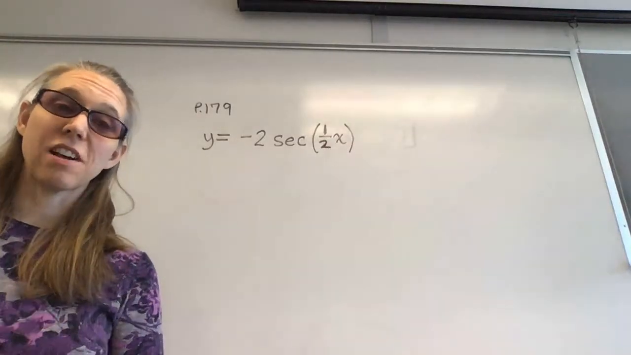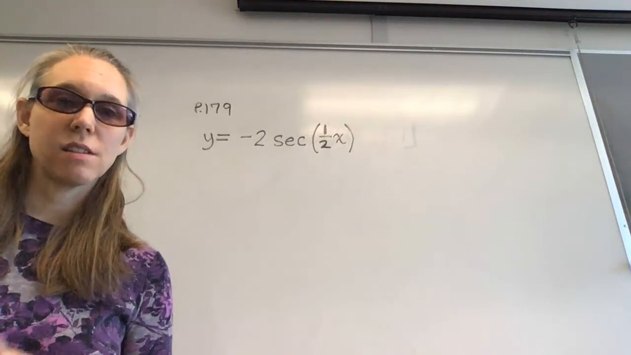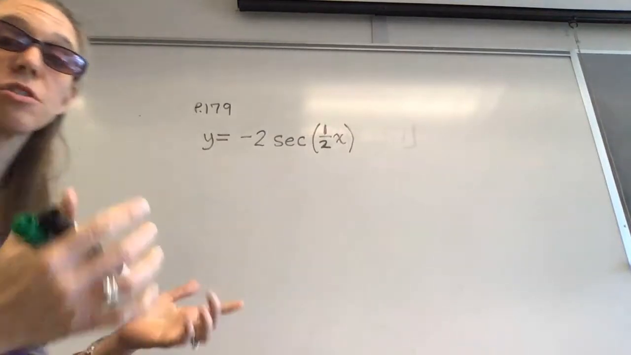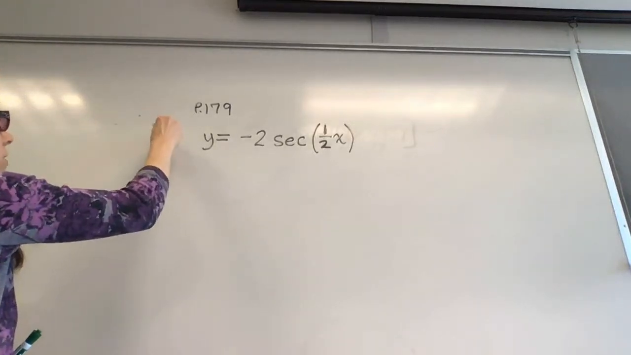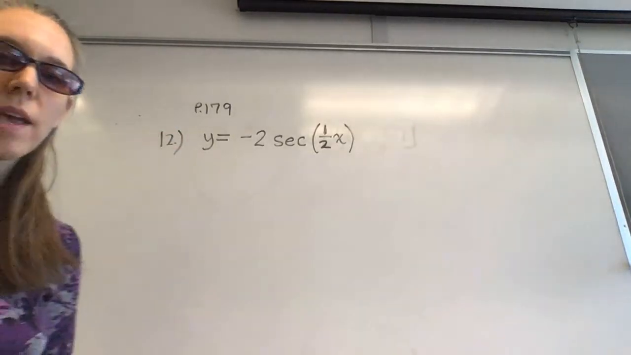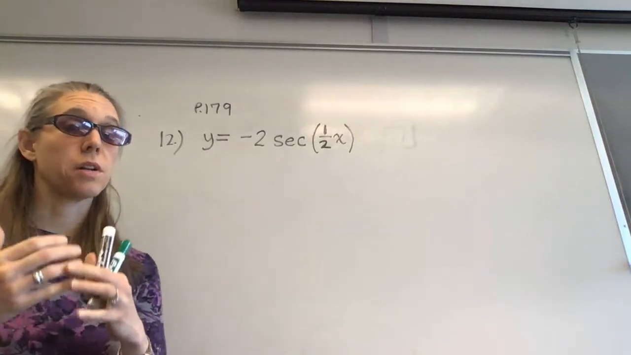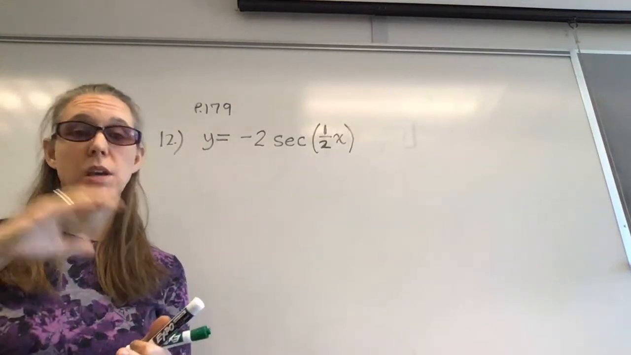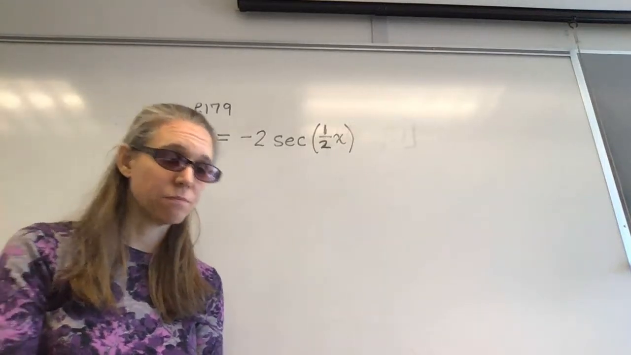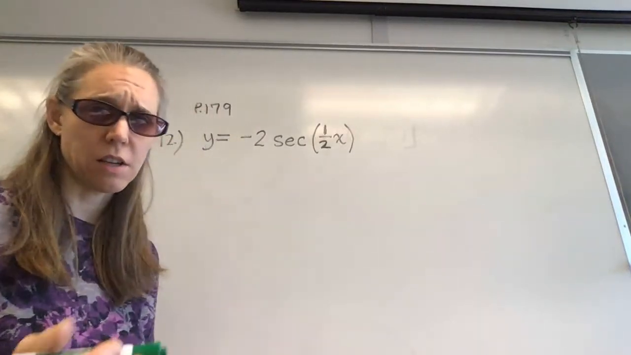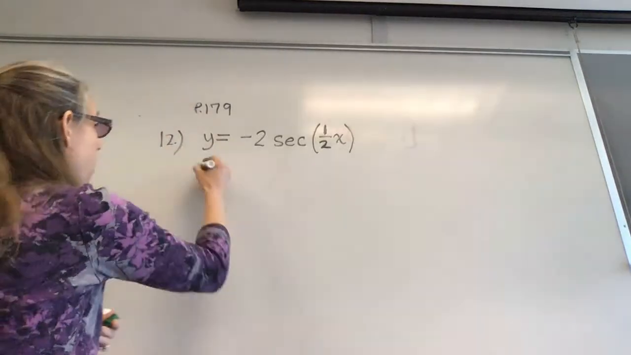This problem is a lot easier than trying to graph the one from my open math. I didn't tell you the problem number: this is number 12 on page 179. So the way that I graph secant is I first graph the corresponding cosine graph, and then I just piggyback off of the cosine graph, and voila, I have my secant graph. So in green, I'll graph the corresponding cosine graph.